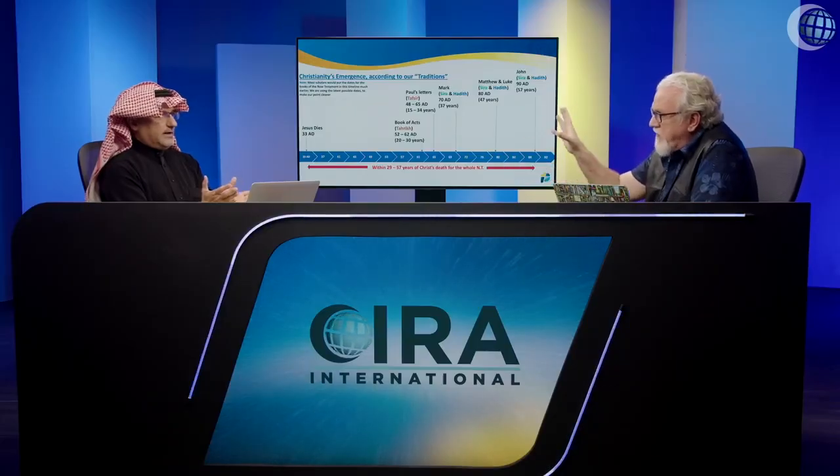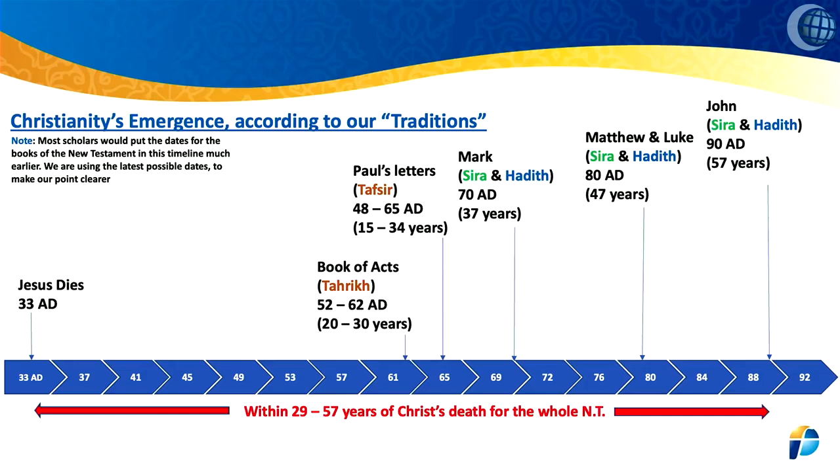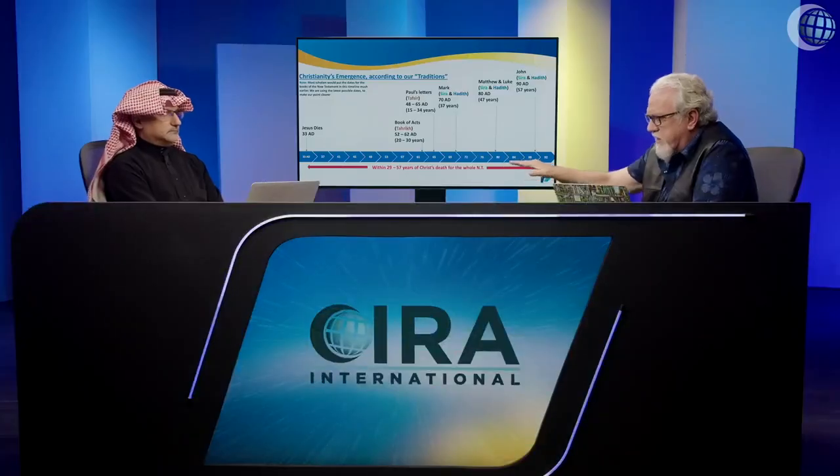These dates? Yeah. You're showing the span between at least the life of Jesus and when these accounts would have been written. And it shows that the existence of eyewitness accounts is extremely important here. Everything we're talking about, the tafsir, the tahrir, the sirah, and the hadith, all of them were written within 27 to 57 years of Christ's death. Can you see that here?